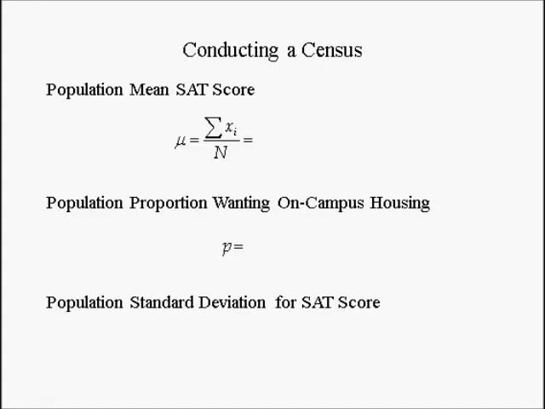The population mean SAT score equals the sum of the SAT scores divided by the size of the population. Since the size of the population is 9,000 and the sum of 9,000 SAT scores is 8,940,700, the population mean is 993. The population proportion of those wanting on-campus housing equals the number who want on-campus housing divided by the size of the population. Again, the size of the population is 9,000, and the number of those who want on-campus housing is 6,480. The population proportion is 0.72.